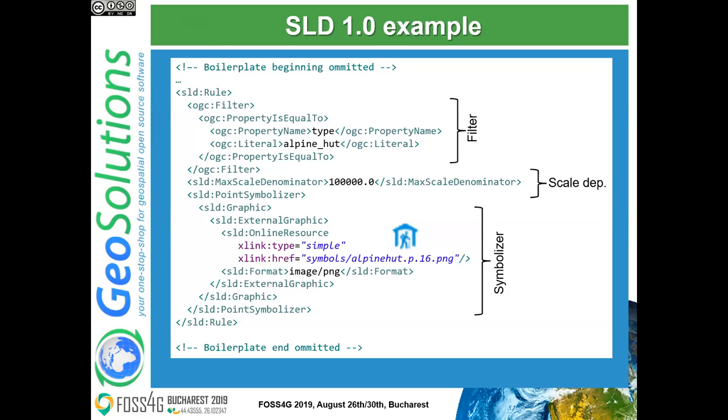This is the SLD 1.0 example of selecting points. We want to display a little alpine hat on the right points at a given scale range. So we have a filter. If type is equal to alpine hat and the scale is below 1 to 100,000, then please go and pick this alpine hat P16 PNG image and use it as the symbol. I've omitted the boilerplate at the beginning and at the bottom. It's still big enough.